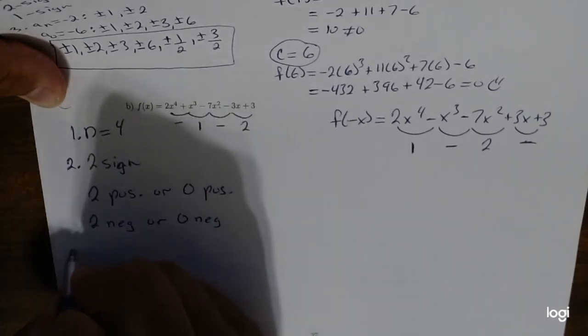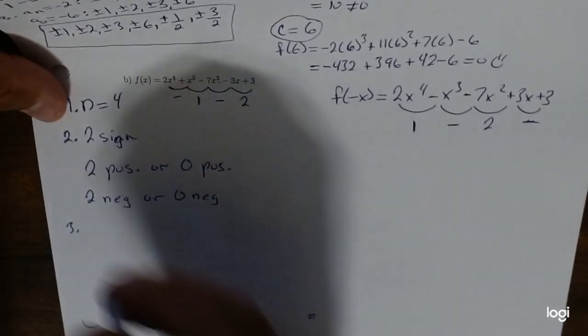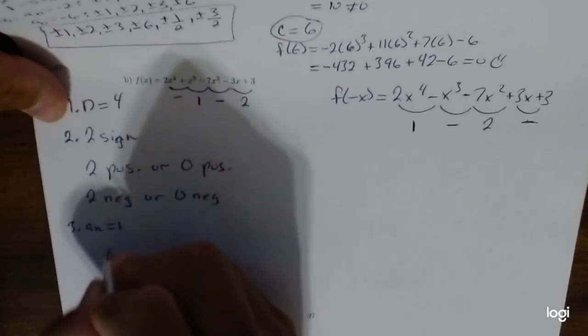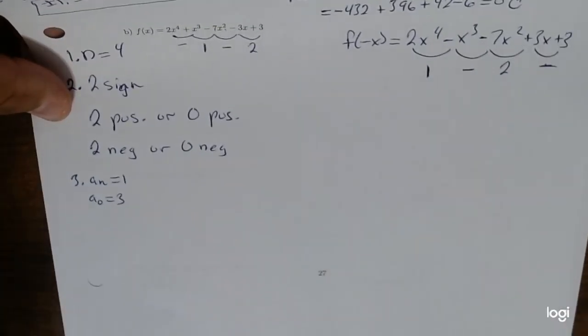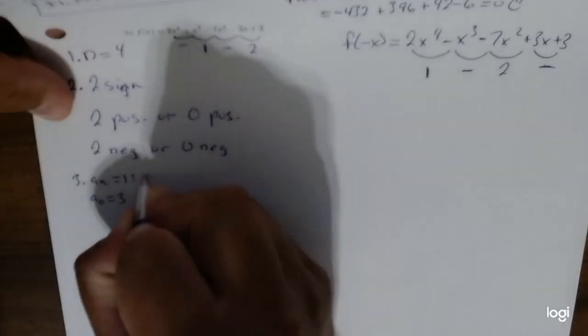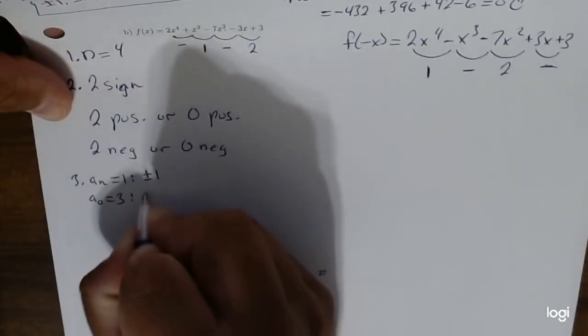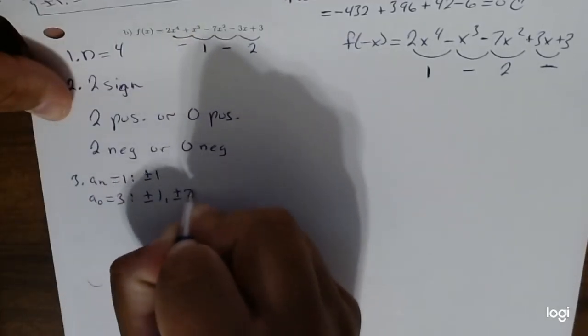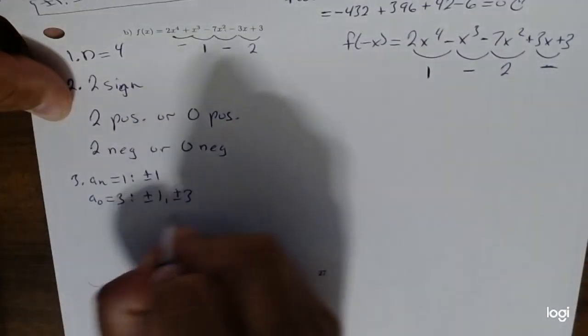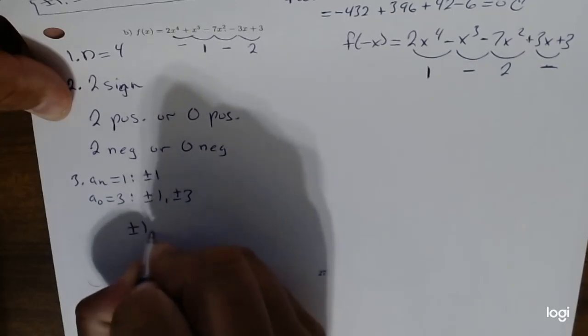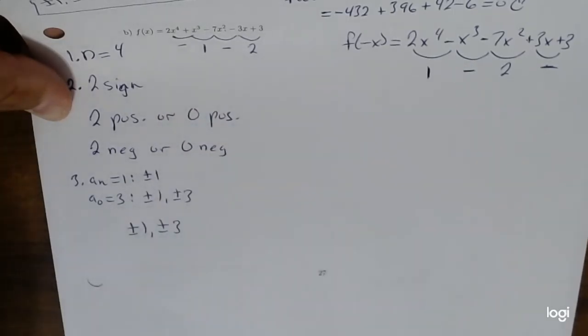Okay, so now we go to step 3. In step 3, our a sub n is 1, and our a naught is 3. So it's a small group, which is much nicer to deal with. Factors of 1 is plus or minus 1. Factors of 3 is 1 and 3. So much nicer to look at. We are guaranteed, well, in this case, those 4 to choose from.